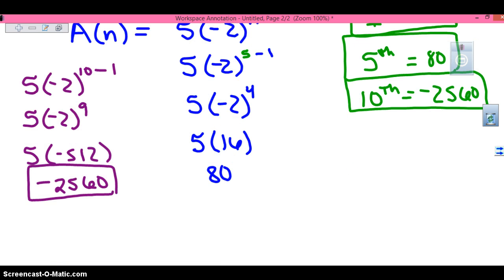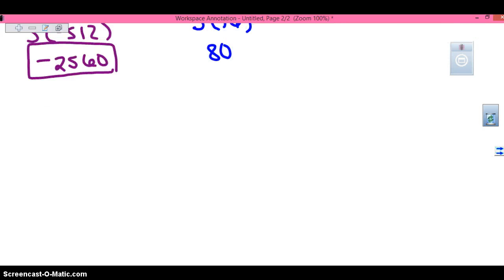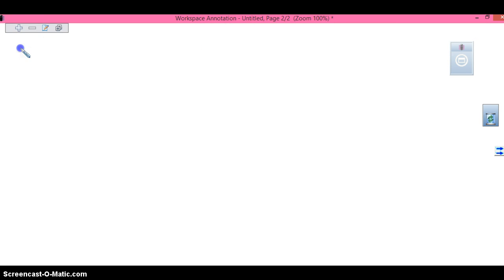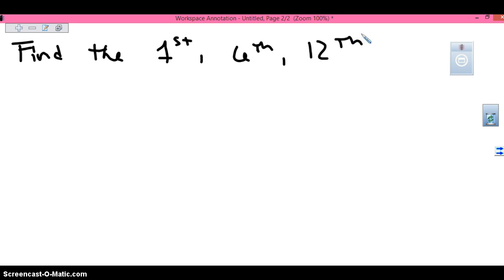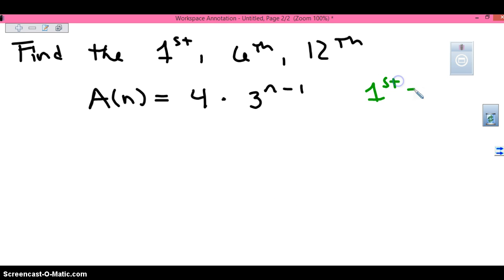Let's say we have to find the first, 6th, and 12th term of each sequence, and we're given the sequence a of n is equal to 4 times 3 to the n minus 1 power. So what does the 4 represent? The first term. So we don't have to do anything for that, do we?